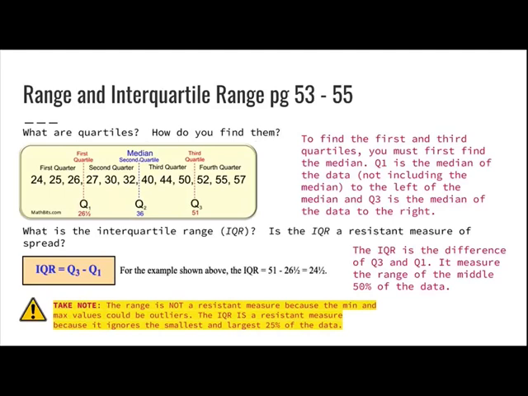Meaning, if we were looking at that first set of numbers, the IQR would not pay attention to 24 through 26 and 52 through 57. The IQR is only concerned with 27 through 50.